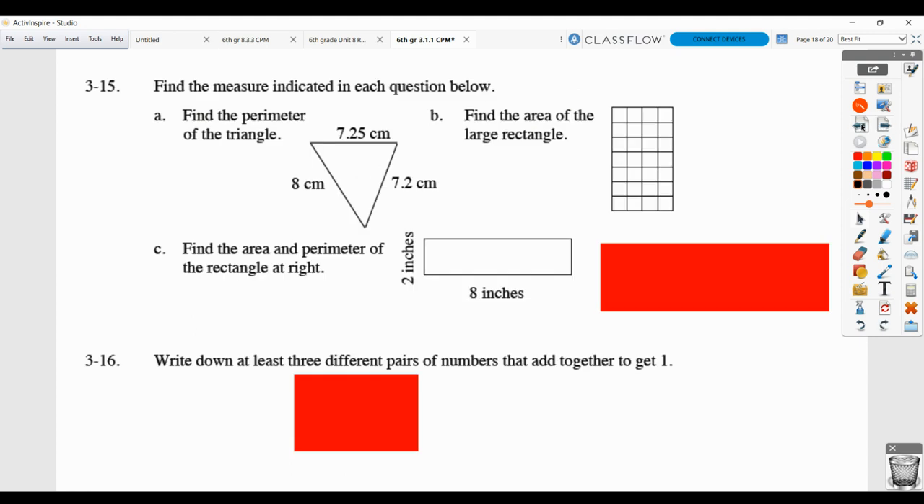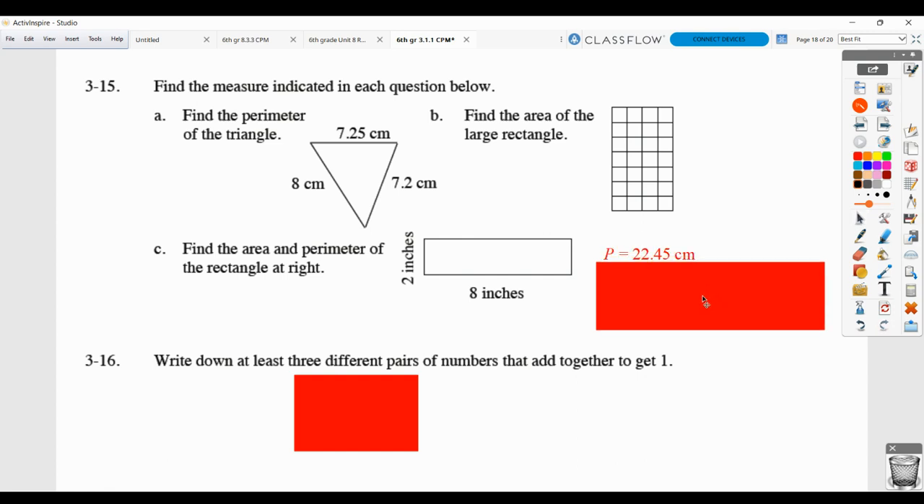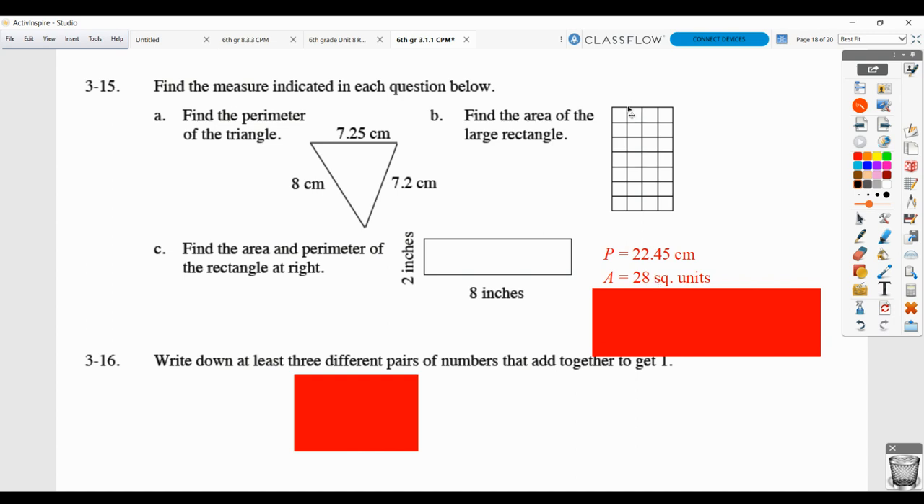For 3.1.5, you need to find the perimeter of the triangle. And again, even though I just have the answer, I need to see how you got that answer. That you took 7 and 25 hundredths plus 7 and 2 tenths plus 8 and got a total of 22 and 45 hundredths centimeters. Area of the rectangle, I should either see that you counted up how many squares there were, and there were 28 square units, or that you took 4 times 7 or 7 times 4 to get 28 square units.